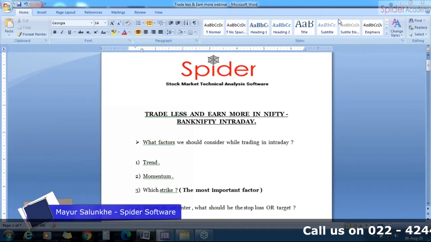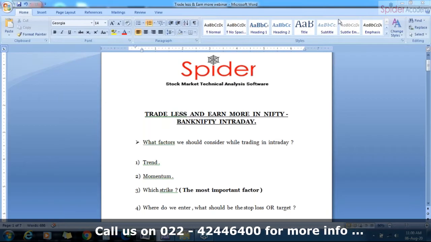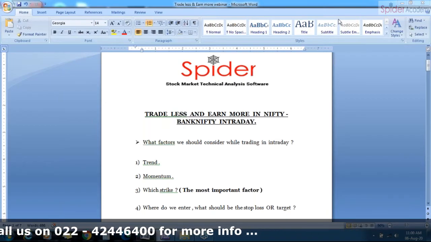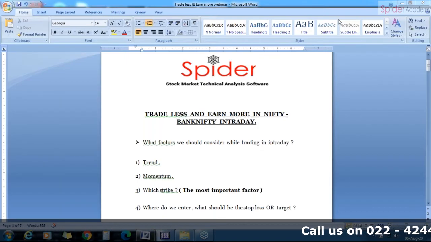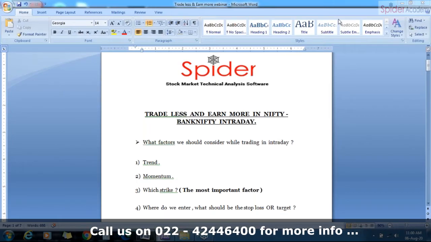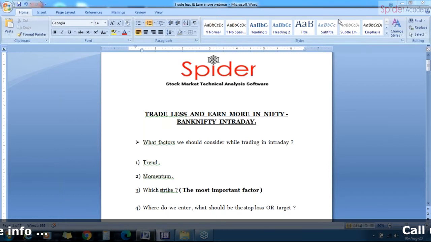Our today's topic is trade less and earn more in Nifty and Bank Nifty in intraday. While trading in intraday, we have to consider some factors before we execute our trade. We can say it is the foundation of our trading. So now we will look at some factors, and we are going to go into detail further.